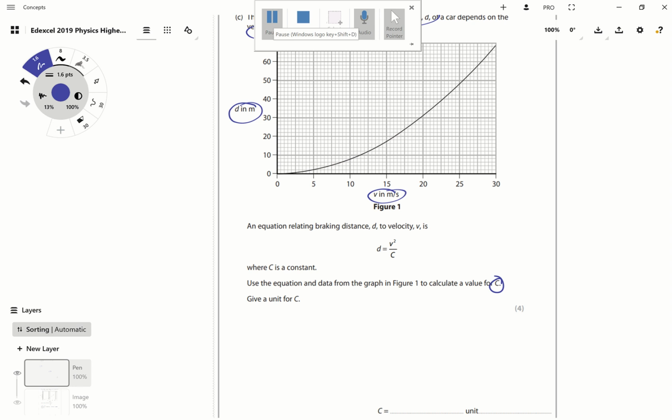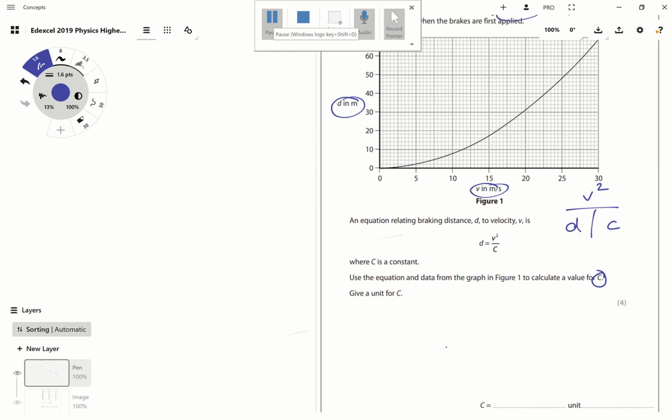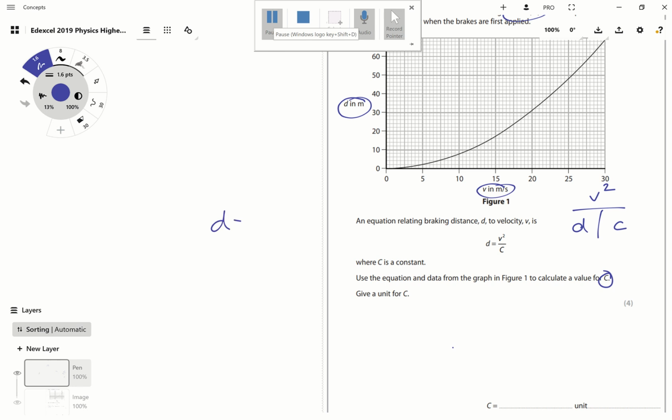So I can see here, and I'll do this one of two ways. Because I've got three factors, if I wanted to, I could change this into a formula triangle. So I've got v squared, c, and d. It's one way of looking at it. Another way is I could rearrange it as you would in maths, so do proper maths on it. So I could say, well, D equals V squared over C.